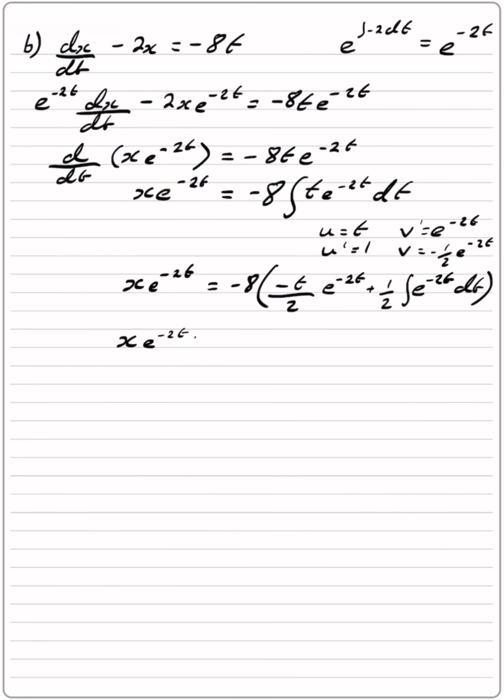So we get x e to the minus 2t will be equal to 4t lots of e to the minus 2t plus 2 lots of e to the minus 2t. That's the half divided by the 2 times by the 8 with all the minuses cancelling nicely, plus the constant of integration k. Then timesing everything by e to the 2t, we'll get x equals 4t plus 2 plus ke to the 2t.